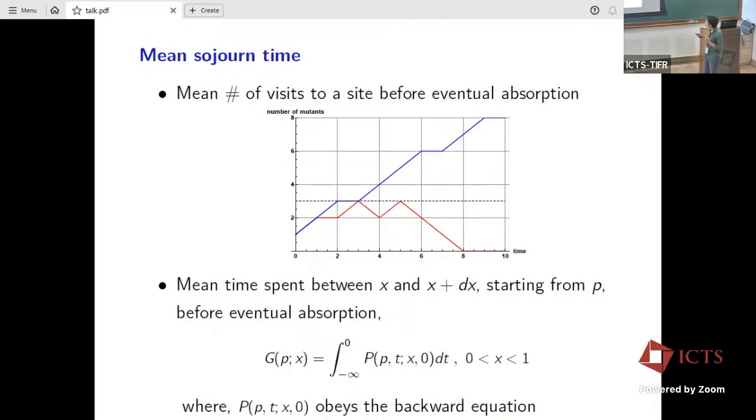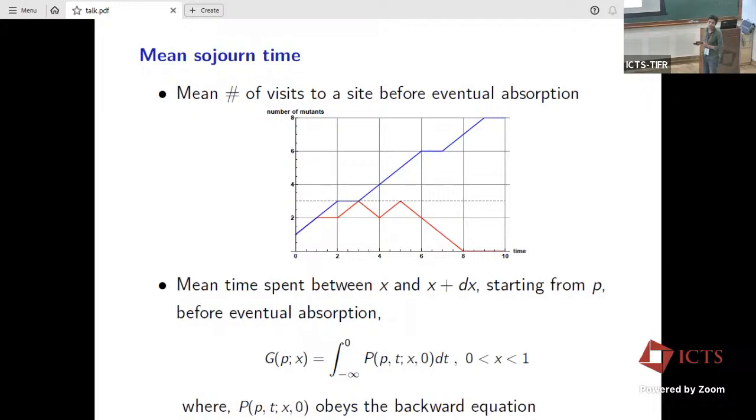So how many visits does it make? For example, the blue trajectory visits twice. It was here at site 3, and here as well, right? It does not come back. So it made 2 visits. In the red trajectory, it made 1 visit here. Again, it made one visit here, right? So that's the mean number of visits that you make to a site, that is, to a number of mutants, before eventually it gets absorbed. So that's called the mean sojourn time. That's it. Okay. So now you just keep this in your mind.